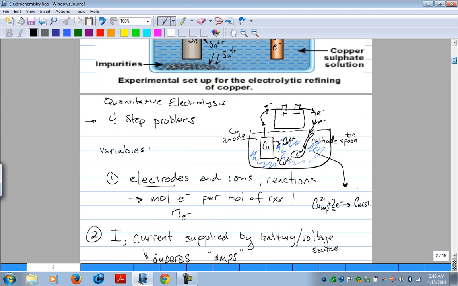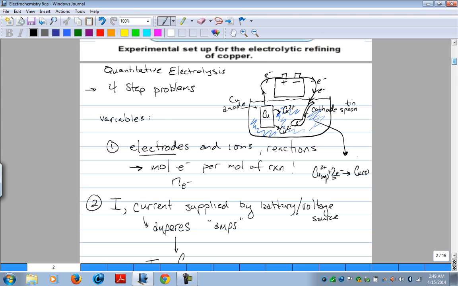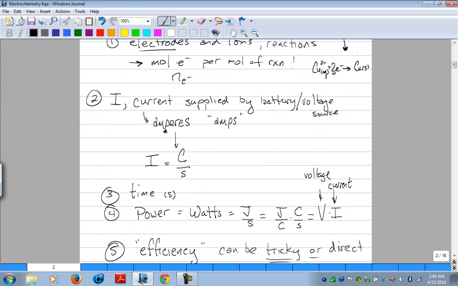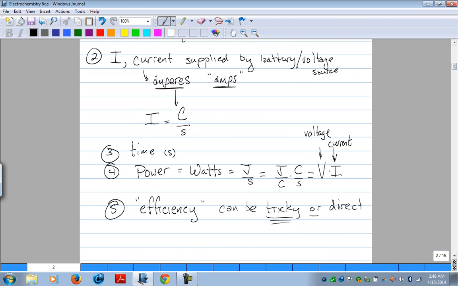The external power supply or battery will provide a particular current and amount of charge per second. We measure this in amps or amperes, and 1 ampere is quite a lot of charge. It's 1 coulomb of charge per second. And a coulomb of charge is provided by 6.25 times 10 to the 18th electrons. Another variable, since you have coulombs per second, we'd like to know how many seconds you're going to supply the current from the external battery.